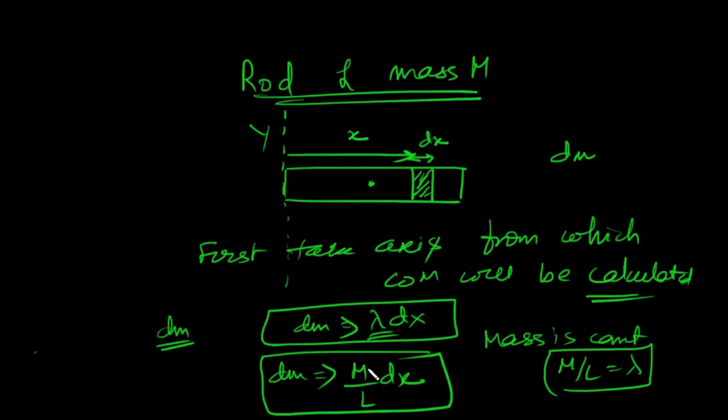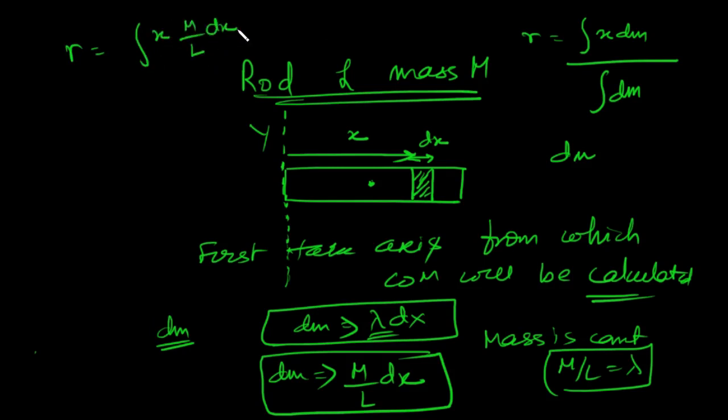Now I want to find out the center of mass. What will be the center of mass? Center of mass would be r equal to integral x dm. What is x? x is the distance from the axis from where we want to calculate the center of mass. I want to calculate the center of mass from this axis y, so I want to know how much distance the center of mass is from this axis, divided by integration of dm. So I now know x, and dm was m divided by l into dx, and integration of dm would be m obviously.